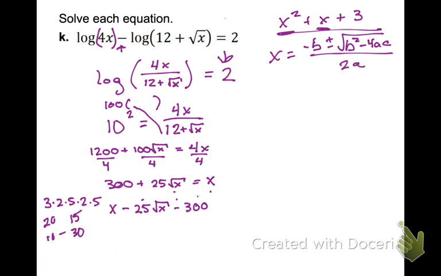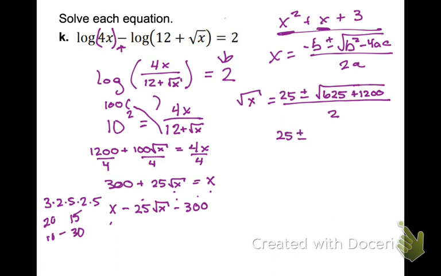Well, this isn't going to be x equals, this is going to be the square root of x equals, isn't it? Okay, so 25 plus or minus the square root of 25 squared, 625, minus 4ac, so plus 1200, all over 2. This is 1825, isn't it? So 25 plus or minus the square root of 1825.